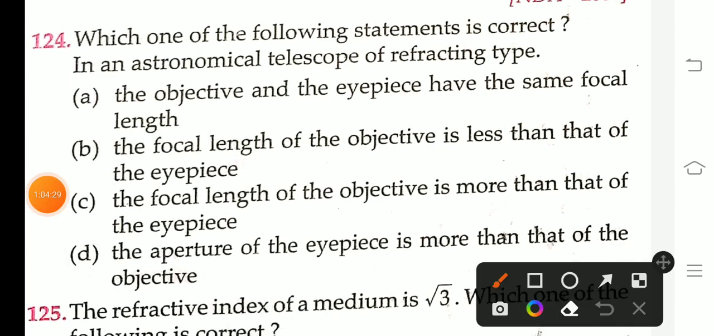Next, which one of the following statements is correct? In an astronomical telescope of refracting type, right answer will be option C. The focal length of the objective is more than that of the eyepiece.